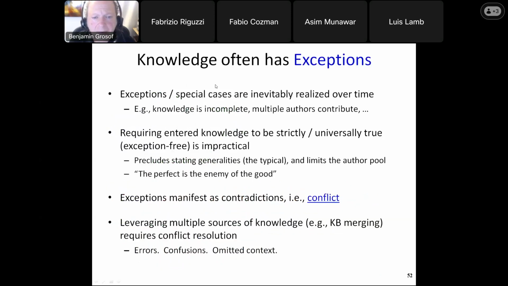And knowledge generally often has exceptions. And those exceptions or special cases are inevitably realized over time. Knowledge is incomplete, say, multiple authors contribute, etc. And if you're required to enter knowledge at any given time to be strictly or universally true, that is exception-free, that is often quite impractical because it precludes stating generalities, the typical, and limits the author pool, and is essentially a category of the perfect being the enemy of the good.